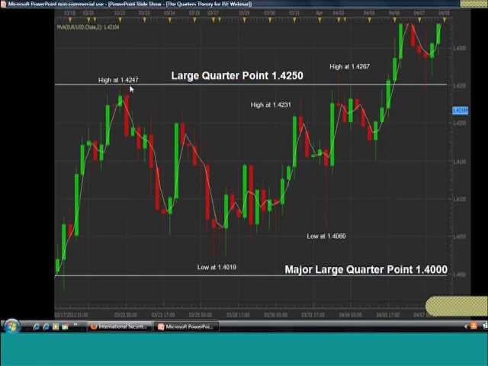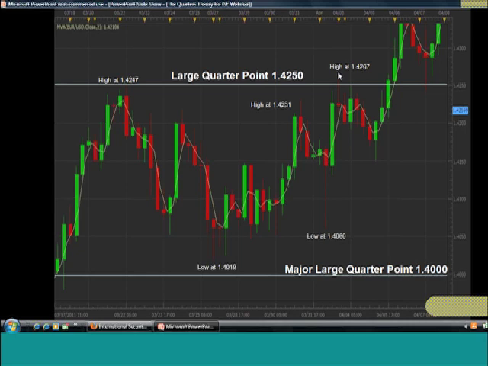This time around, however, they reach 1.4267. Unlike the previous time, when prices remained below 1.4250, with a high at 1.4247, they are now capable of at least overshooting above the large quarter point at 1.4250. The first sign that there may be some strength this time around, when prices could make a more decisive attempt to break above the large quarter point at 1.4250.